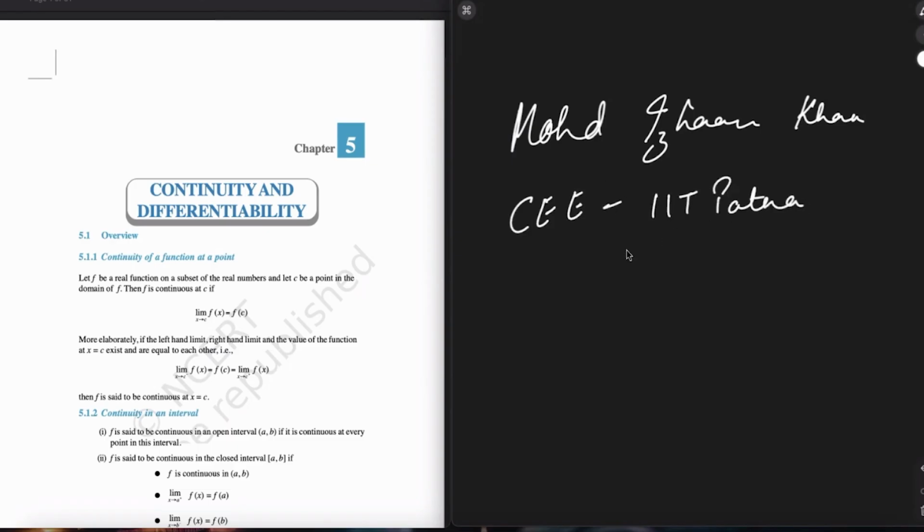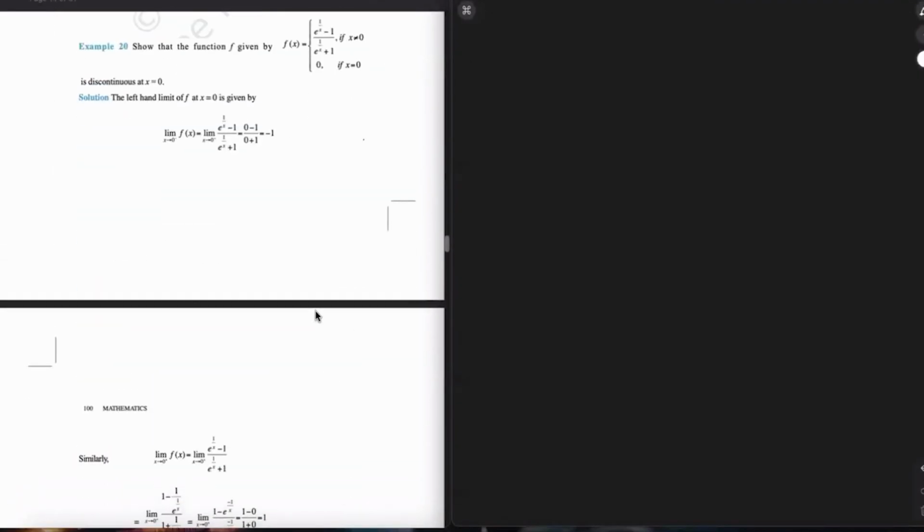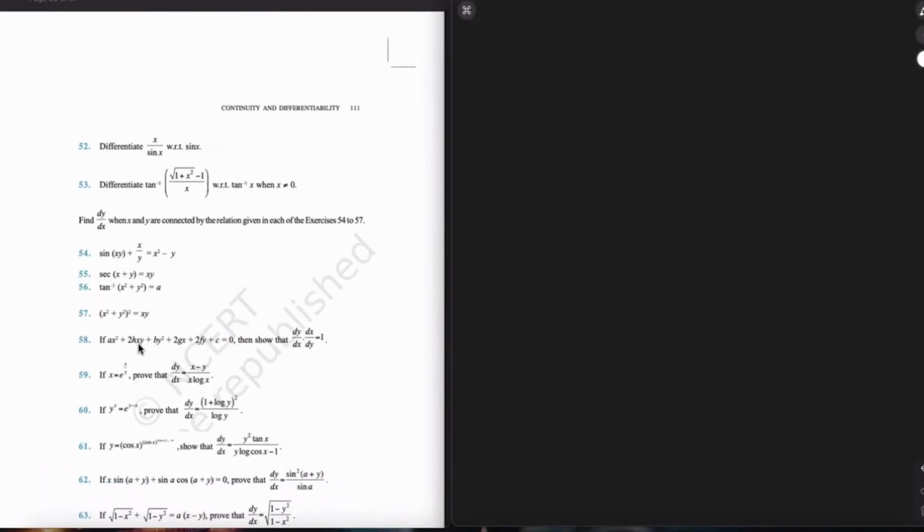So basically, we were solving the exemplar questions of continuity and differentiability for the past three classes. So now moving forward, I think we have to start from question number 56 today.